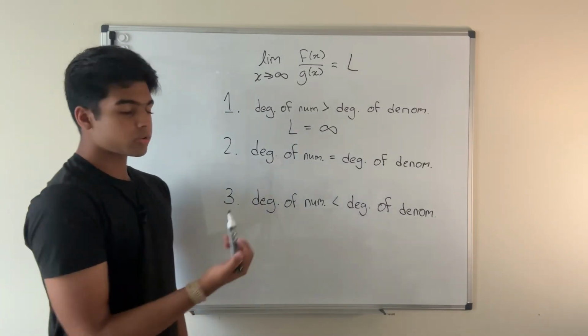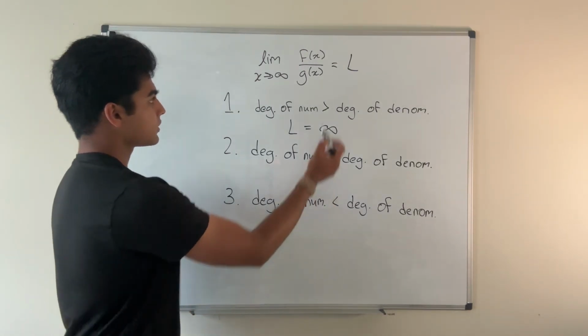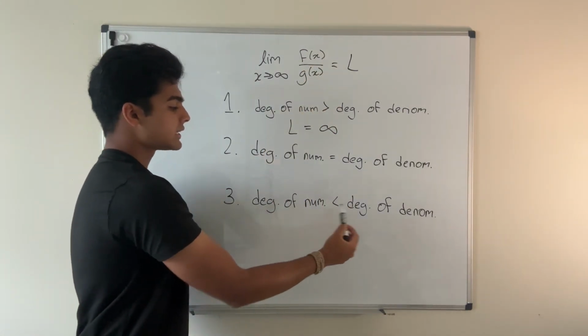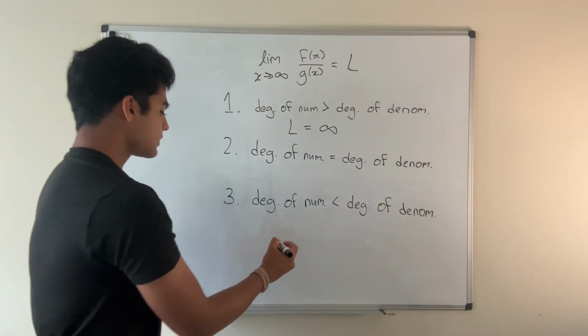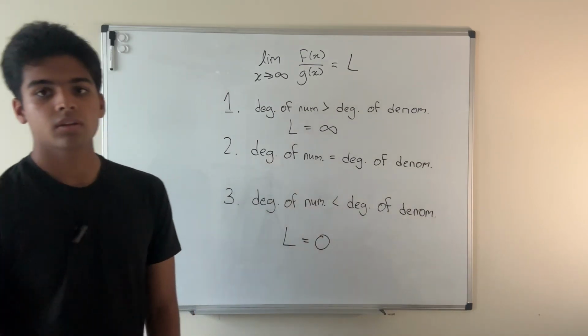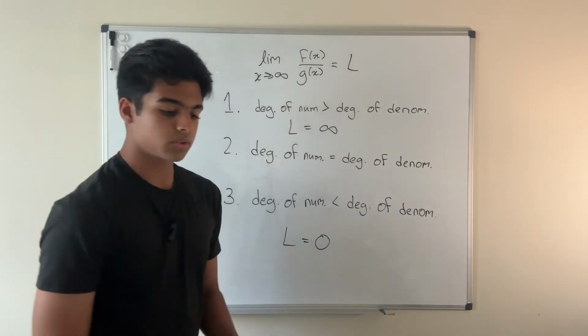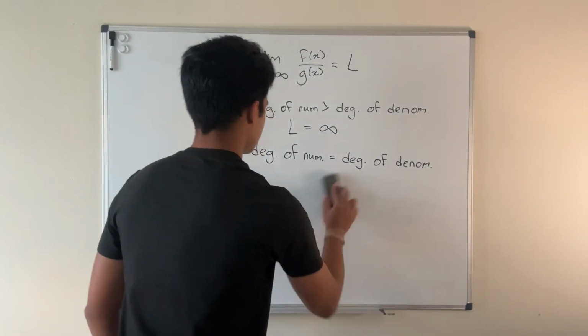But number 3 is also pretty straightforward. In this case, if the degree of the numerator, or the degree of f of x, is less than the degree of the denominator, or the degree of g of x, then the limit would just equal 0. Okay? So that's pretty easy so far. So let's look at some examples for cases 1 and 2.